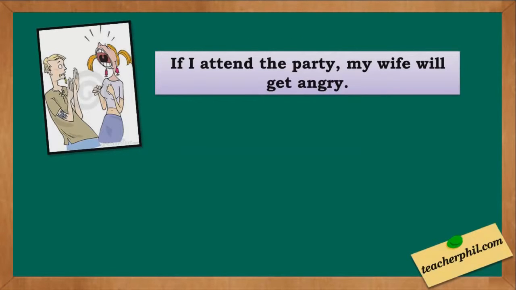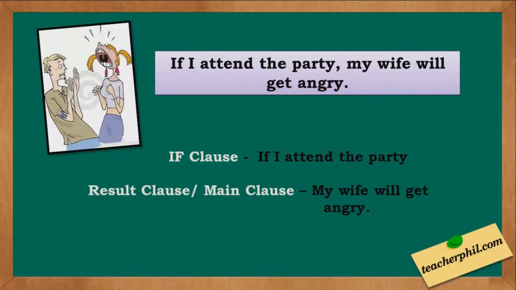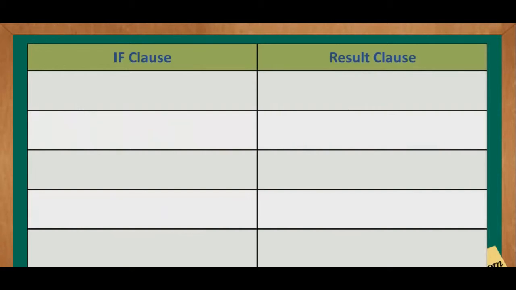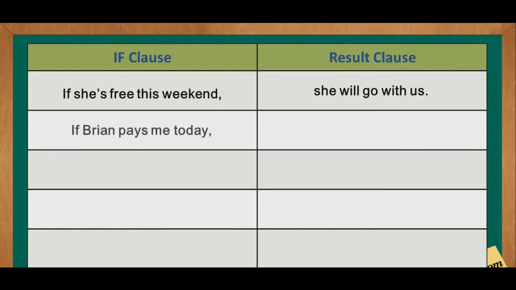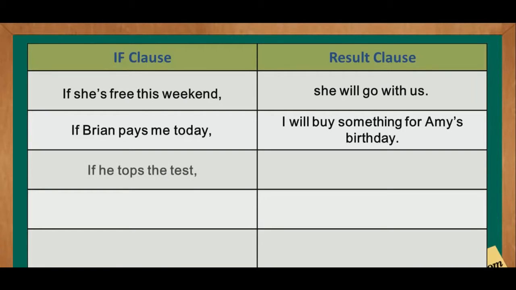Another example: if I attend the party, my wife will get angry. The if clause is if I attend the party. The result clause or the main clause is my wife will get angry. Some more examples. For our if clause, we have if she's free this weekend, she will go with us. If Brian pays me today, I will buy something for Amy's birthday.